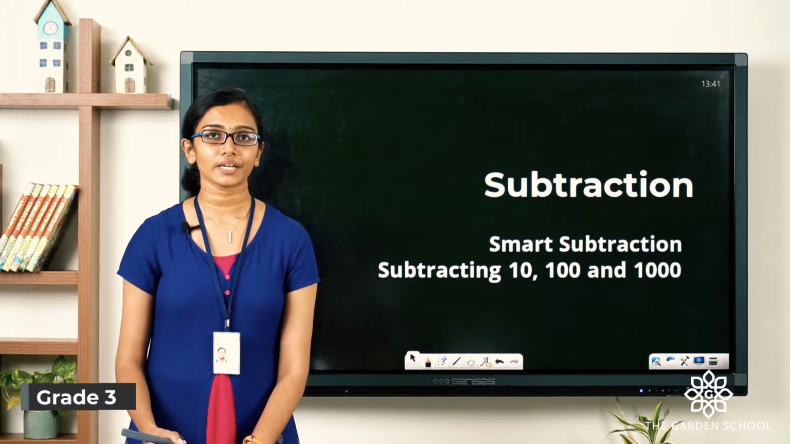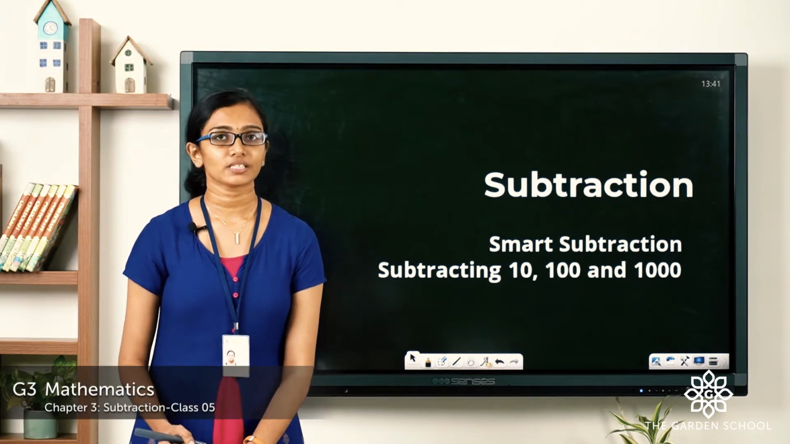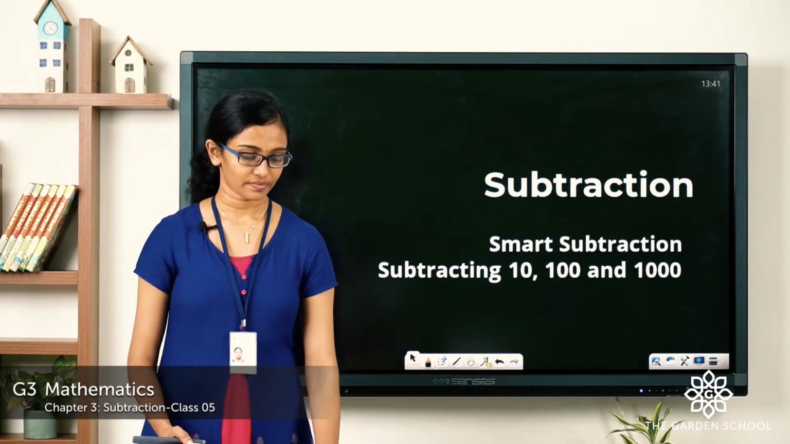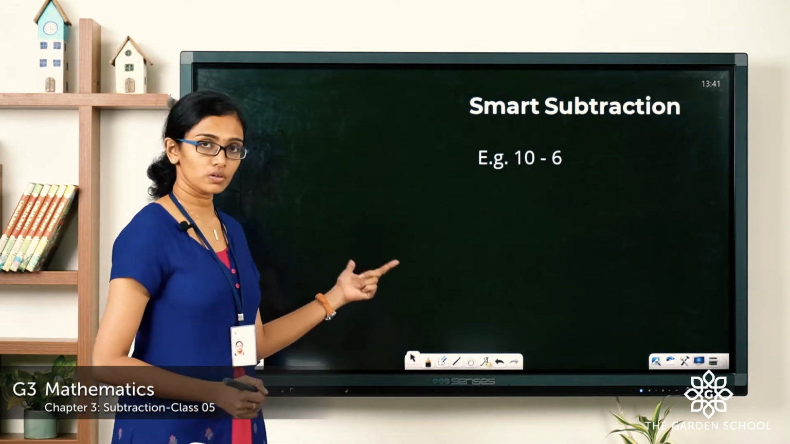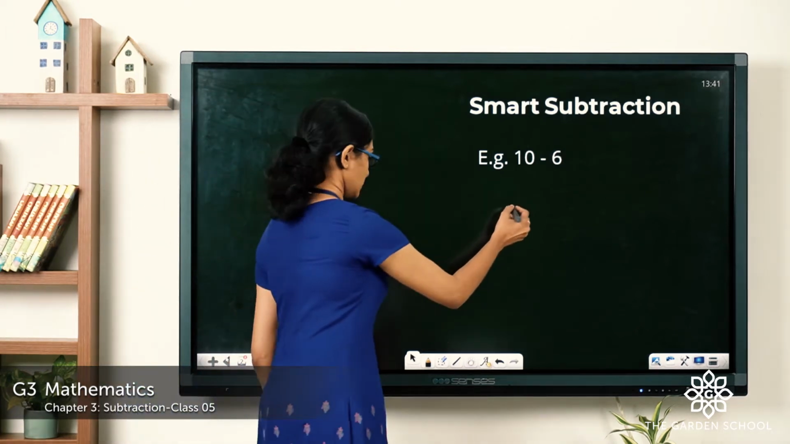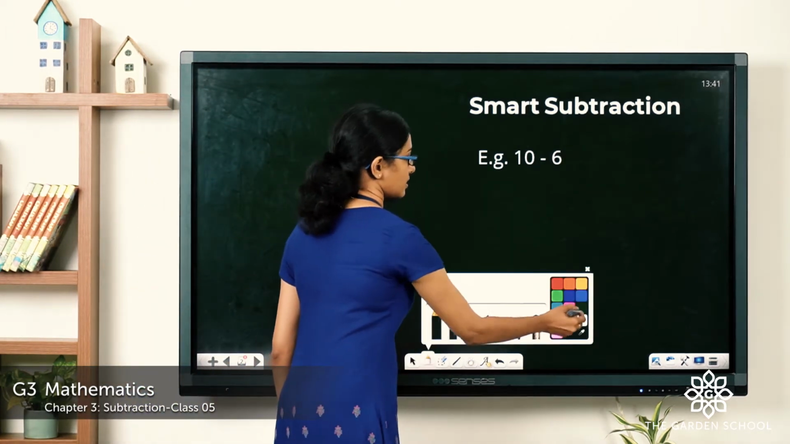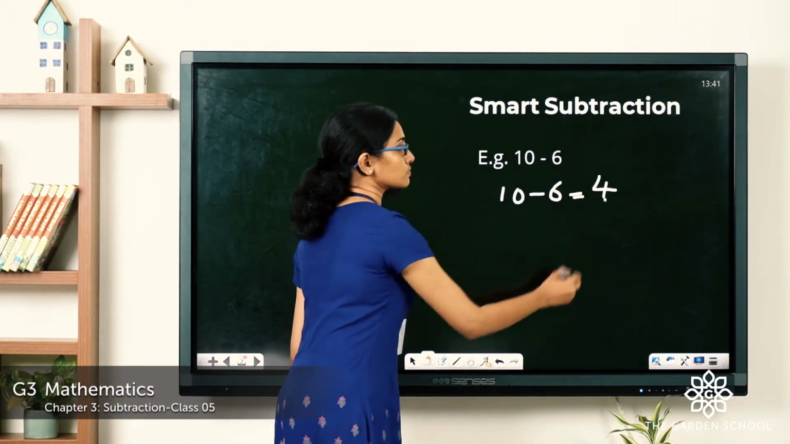So we have been learning about subtraction, right? Today we'll see some different cases of subtraction. Look at this simple example given here. We all know what is 10 minus 6. What is 10 minus 6? It is 4, right? 10 minus 6 equal to 4.